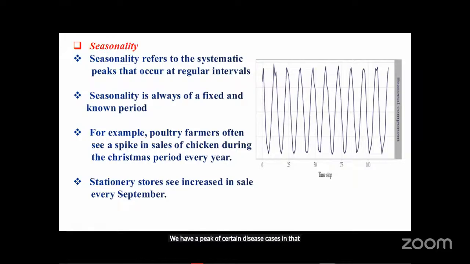Another example: poultry farmers often see a spike in sales of chicken during Christmas. Is that true? So it has been observed. So there is seasonality. Stationery stores see an increase in sales every September. Is that true? Okay. All right.